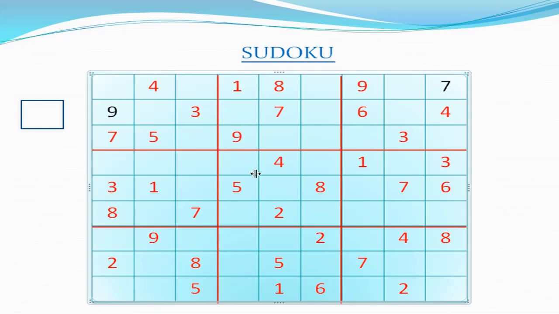Okay. Now, do you see any number repeated in these three blocks? Yes, I can see 4. In this block we have 4. In this block we don't have. Here we have. So let's try to insert 4 here.